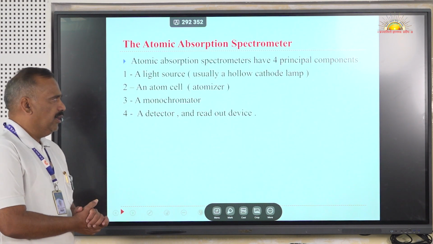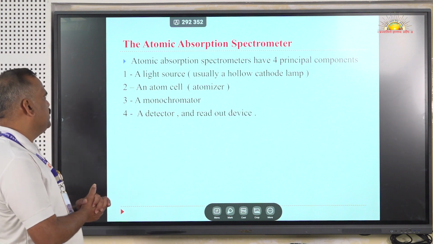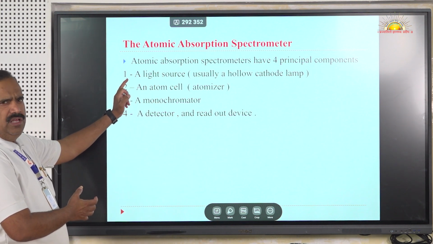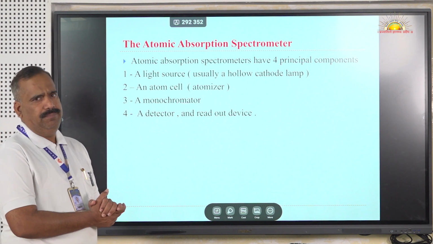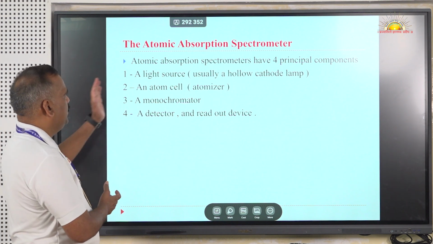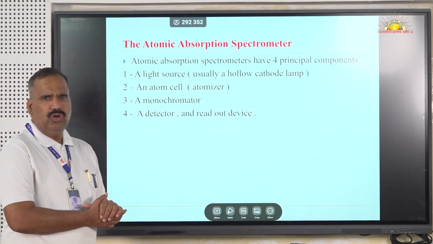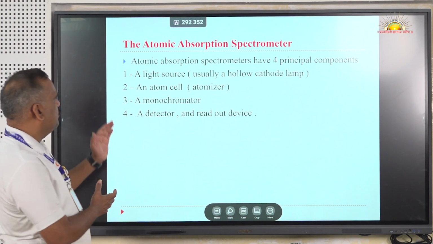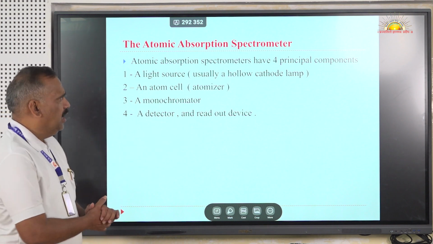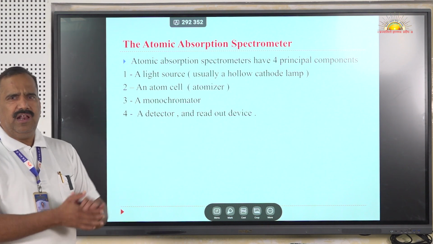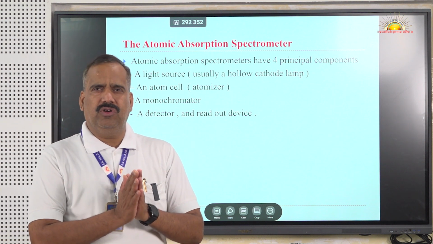Then the atomic absorption spectrophotometer contains four important components. First is the light source. Generally, we use a hollow cathode lamp as the light source for the atomic absorption spectrophotometer. The second one is the atom cell, which is also called the atomizer. The third one is the monochromator, and the fourth one is the detector and readout system. These four compartments together are considered an atomic absorption spectrophotometer.